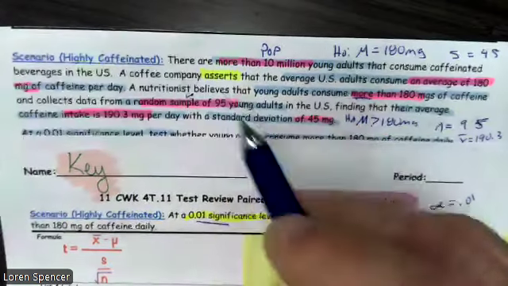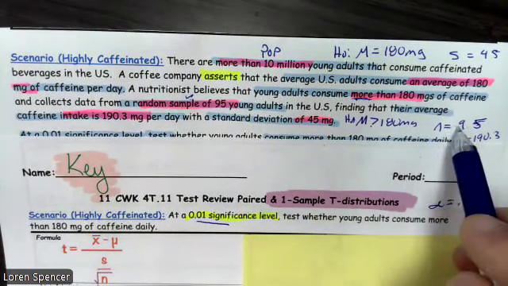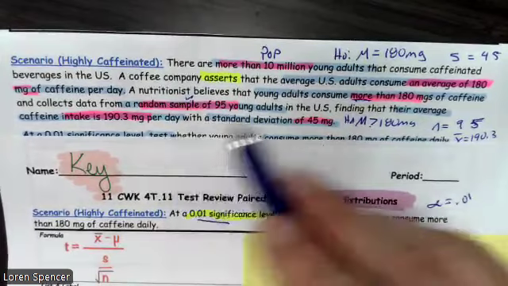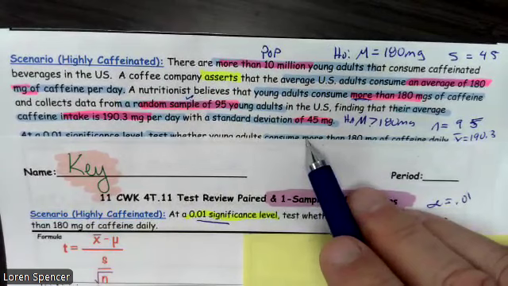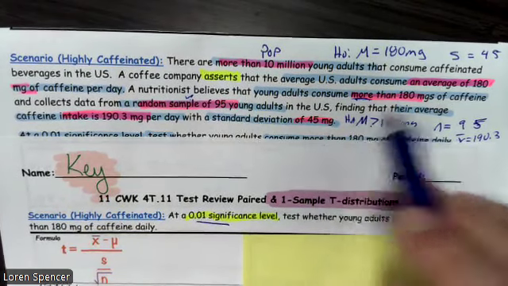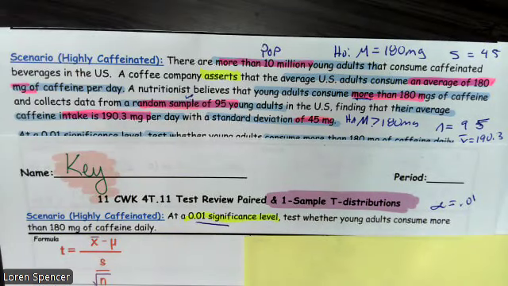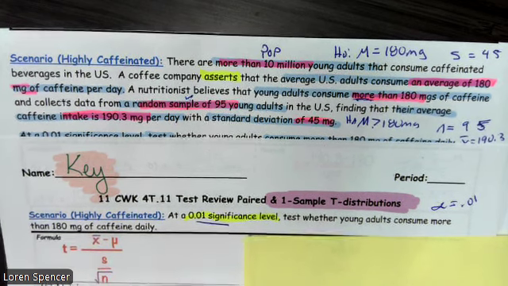Yay. There's my first condition. 95 will be my sample size, finding that the average caffeine intake is 190.3, so x bar is 190.3, with a standard deviation of 45 milligrams. And there's the sample standard deviation. And remember, if the standard deviation comes from the sample, we have to run a t-test. If it's a population standard deviation, we can run a z. All right, so they want us to run a t-test.